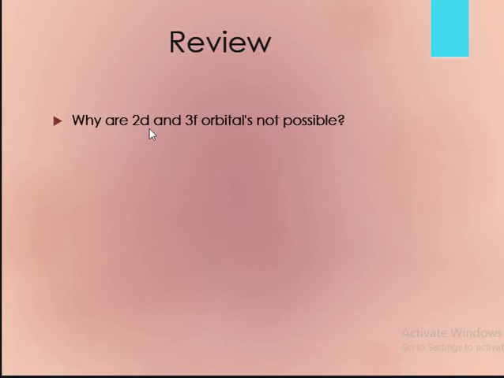Why are 2d and 3f orbitals not possible? If you want to answer this question, you should draw the energy levels. So let's start with n equal 1, and n equal 2, and n equal 3. Now I have these 3 energy levels.